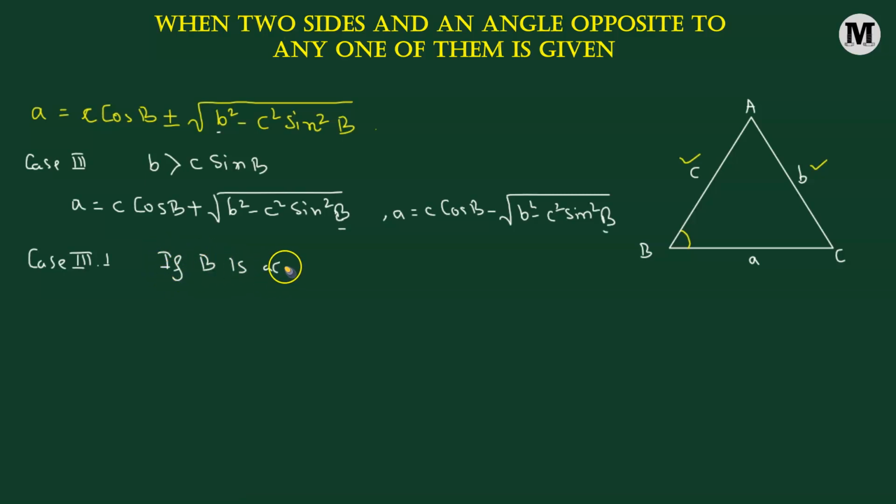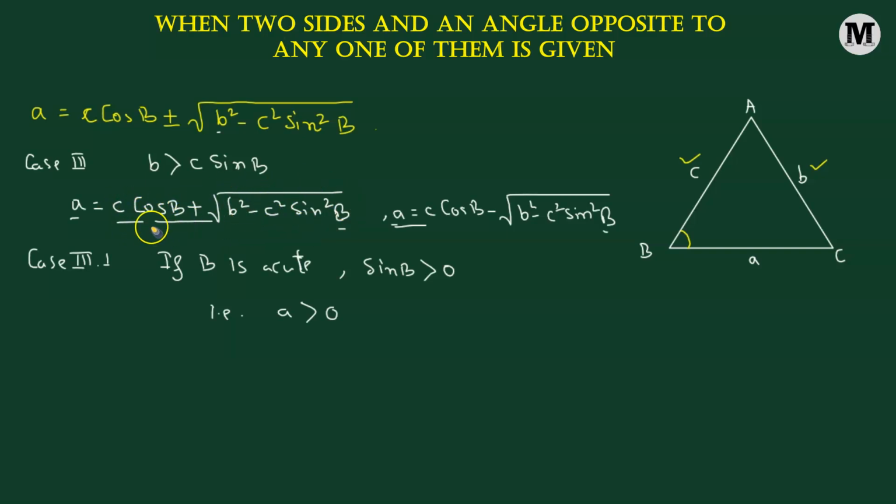So in case 3.1, angle B is acute. Acute means an angle which lies between 0 and 90 degrees. So if B is acute, then clearly sine of angle B is going to be positive as well. Now for the triangle to exist, the side A must be positive. That means in essence A must be greater than 0. Only then is the solution for the triangle going to exist. We're going to consider this particular solution because this is always going to be positive, since sine B is greater than 0 and B is an acute angle, and we have already considered B to be greater than C times sine of B. So A is always going to be positive.